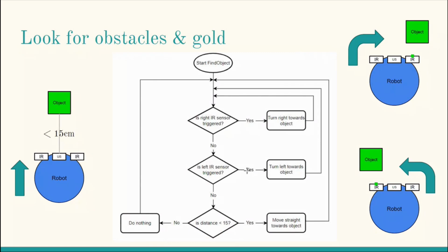Then to look for the obstacles and goal, I use the IR sensors and the ping sensors. If the IR sensors are triggered, for example, the right one is triggered, then it will turn right towards the object. And if the left IR sensor is triggered, then it will turn left towards the object. And if the ping sensor detects that there is an object within 15 centimeters, then it will just move straight towards the object.